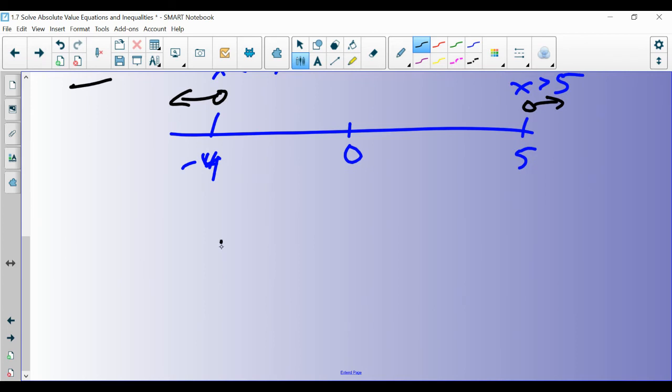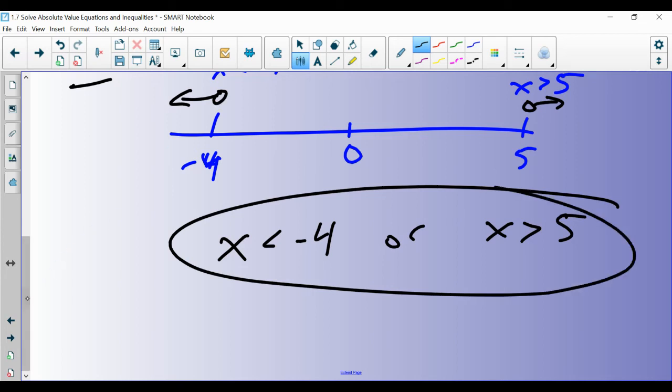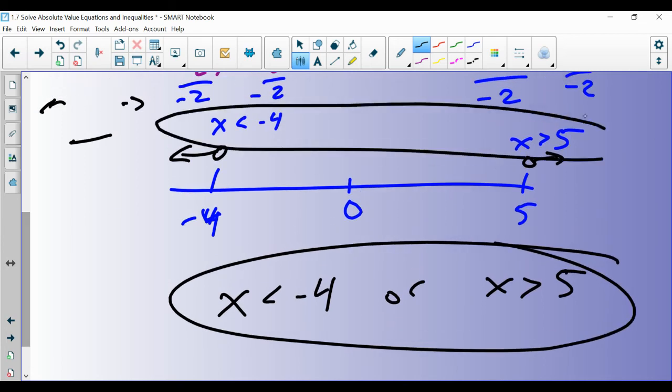So this is an OR statement. X value less than -4 or X value greater than 5 would be our solution, our final answer. Remember, we're taking those, writing the word OR in the middle. You write the -4 or the smaller one first.